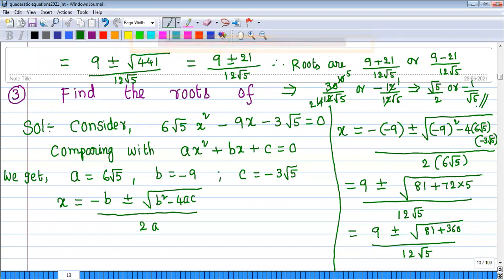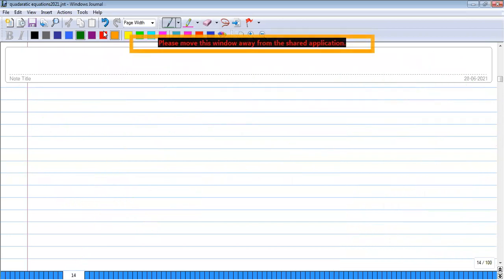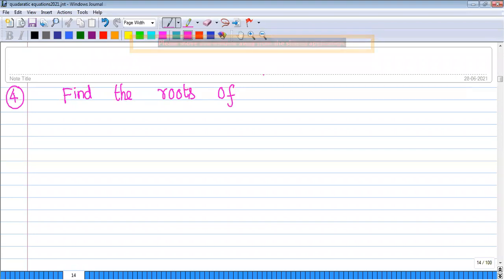Okay, my dear students, let us solve one more problem now. Are you there? Yes, sir. So now the fourth one. Find the roots of x square minus 32x minus 900 equals to 0.